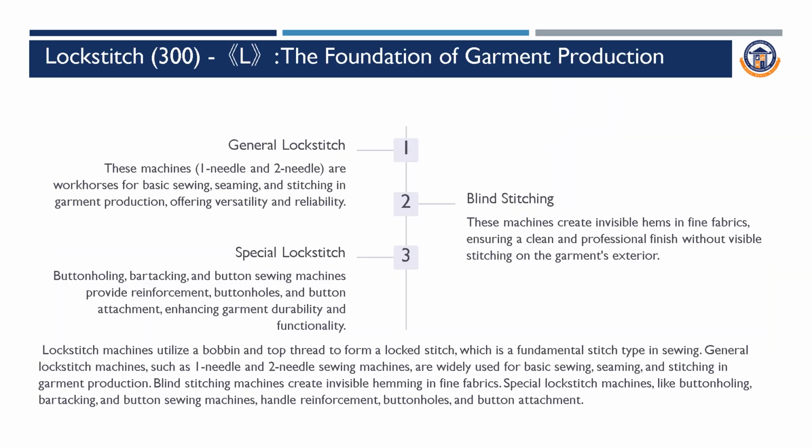Lock stitch 300, the foundation of garment production. Here we take three categories. One is general lock stitch, then special lock stitch, then blind stitching. Let's see them one by one. General lock stitch: these machines use one or two needles, and are the workhorse for basic sewing, seaming and stitching in garment production. It offers versatility and reliability for the stitch which it produces.